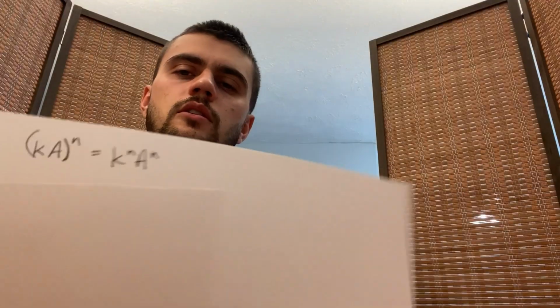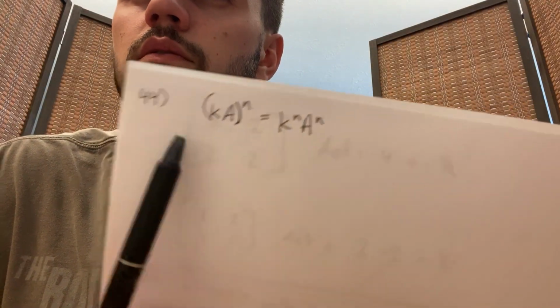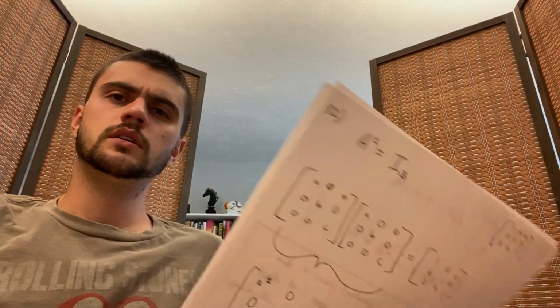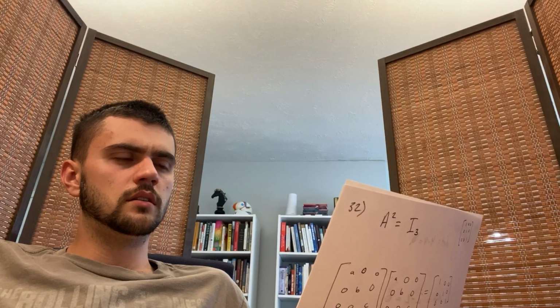And then the next problem we're going to start is showing why this is true for all integer values of n. So that's kind of difficult. It's almost like a proof. How could we show this? You've got a scalar times a matrix, and that's going to be to the power of n. Oh.